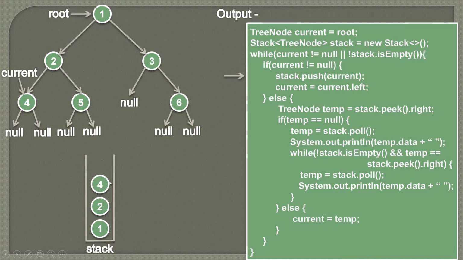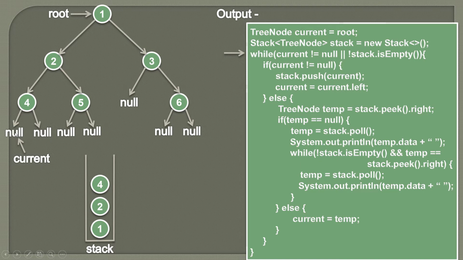So 4 is on the stack, and we go to its left by assigning current's left to current. So current will point to its left, which is null value. So friends, here you can see now current is actually pointing to null.